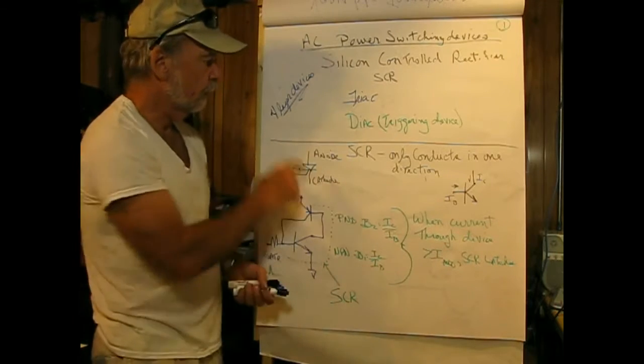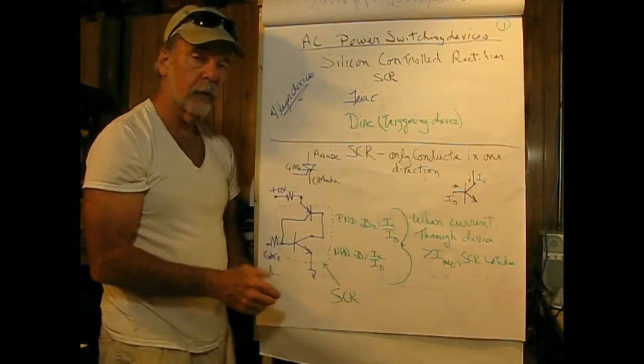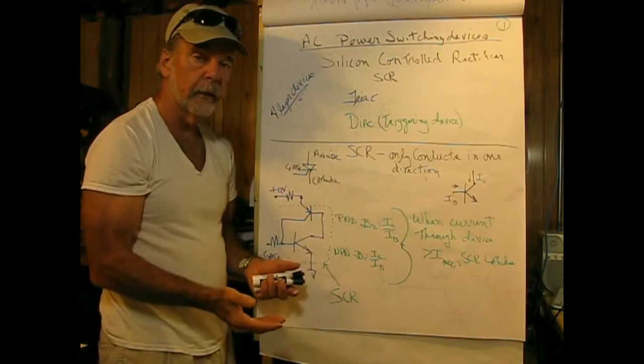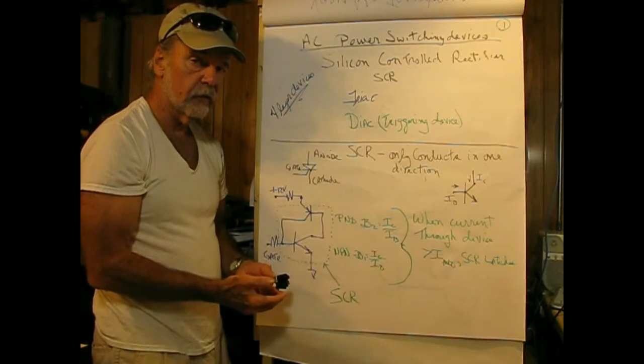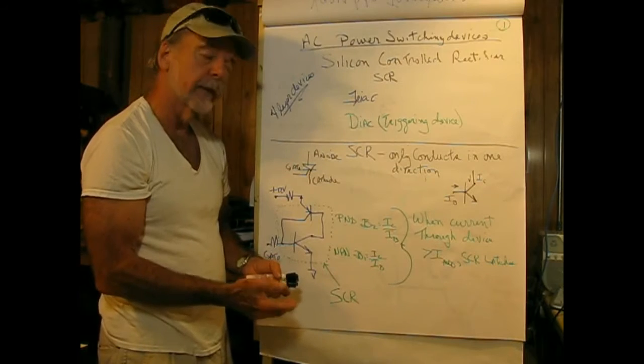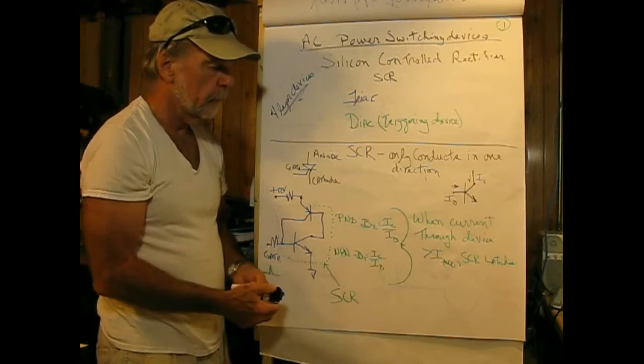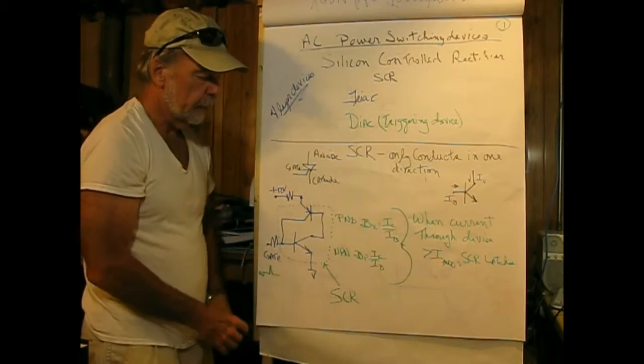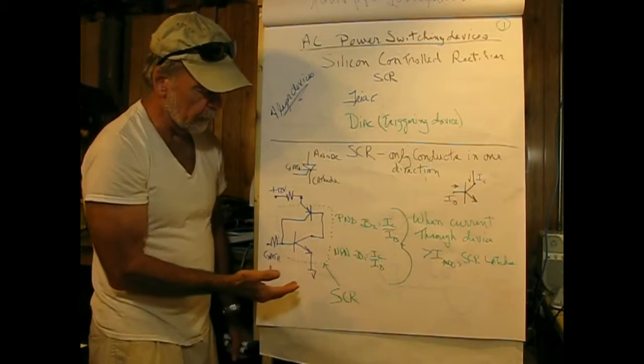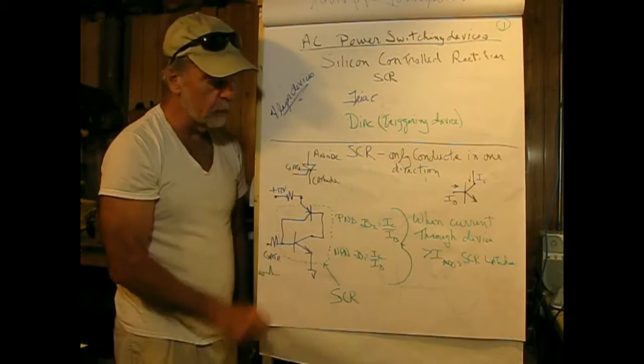Now, these are called four-layer devices, where a standard transistor like an NPN would be a three-layer device. So these have four layers like NP, NP. So they're a little bit different, and I'm going to start basically by explaining what goes on inside of one.